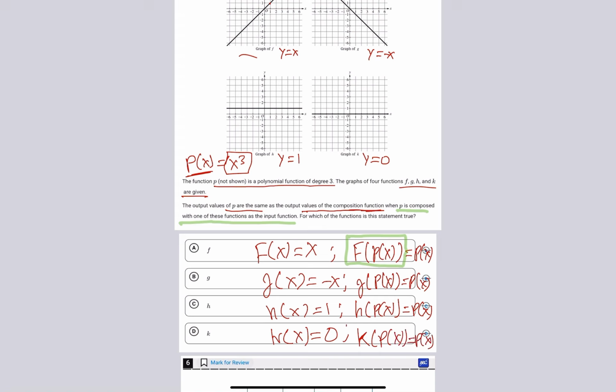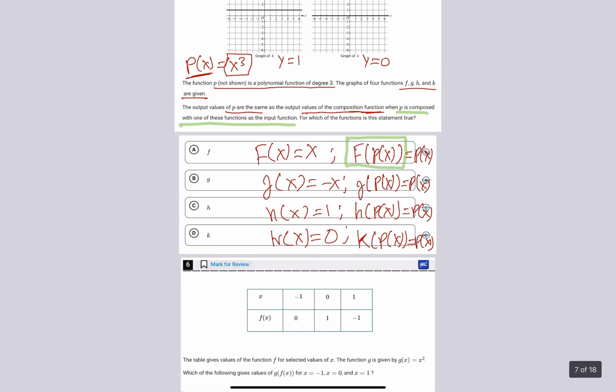Now, this is only true... well, let's test out every single option. Let's test out h. If I plug in p of x into h, what am I going to get? H of p of x is simply equal to 1, because where am I plugging in p of x into? Remember, we placed p of x as x cubed. What about k of p of x? Well, it's still going to be equal to 0, and 0 is not equal to x cubed, right? And 1 is not equal to x cubed, so this is not true as well.